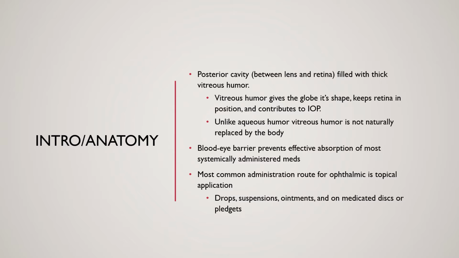The posterior cavity between the lens and retina is filled with a thick vitreous humor. Vitreous humor gives the globe its shape. It keeps the retina in position, and it also contributes to intraocular pressure. So unlike the aqueous humor, vitreous humor is not naturally replaced by the body.